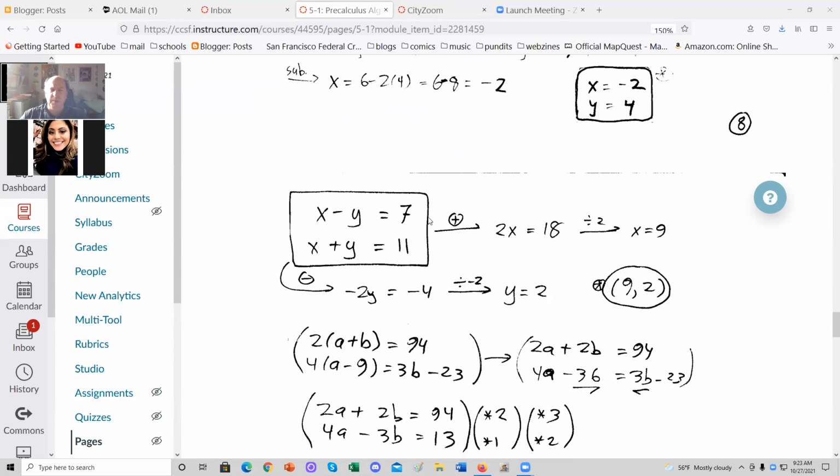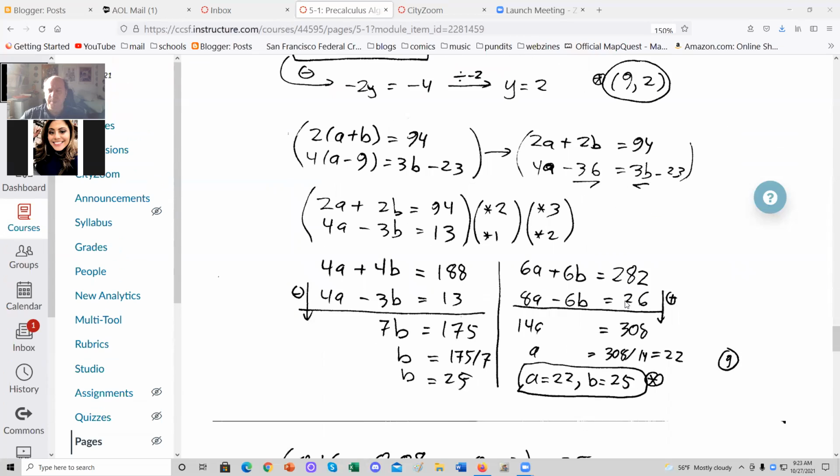Here, we have x minus y is 7, x plus y is 11. All right, easy enough. If we add the equations, x plus x is 2x, minus y plus y cancels. 7 plus 11 is 18. 2x equals 18. Divide both sides by 2, and you get x equals 9. If instead we subtract the equations, x minus x cancels. Negative y minus y is negative 2y. 7 minus 11 is negative 4. Negative 2y is negative 4. Divide both sides by negative 2 and get y equals 2. So the solution is 9 by 2.